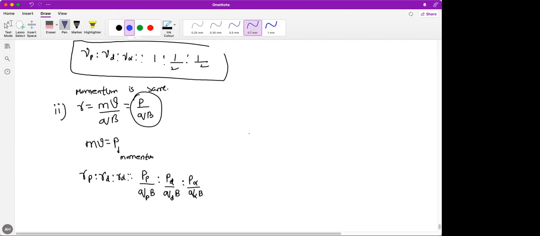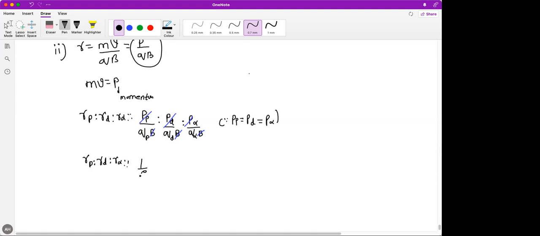So this magnetic field will cancel. Yes, Mariam, you're right. Momentum is same, so momentum will cancel out. Since momentum of proton, momentum of neutron, momentum of alpha particle are equal, the radius of path of proton, radius of path of neutron, radius of path of alpha particle. Charge of proton is e. Charge of neutron is e. Charge of alpha particle is 2e. So e will get cancelled.